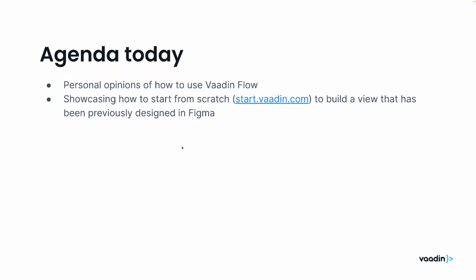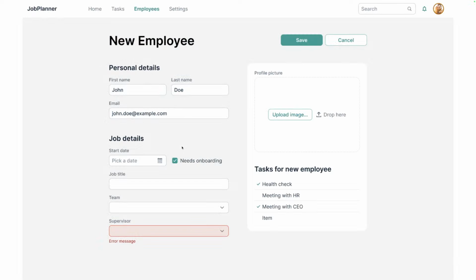I'm showcasing here how to start from scratch using start.vaadin.com. And I'm building views that, as I mentioned, have been previously designed with Figma. So this is what Juuso made, I believe, just a couple of months ago with Figma. A very simple view where we have some kind of new employee form. We have some personal details on the left-hand side, some job details, profile picture, tasks for the new employee, save and cancel buttons, along with the header at the top and a search bar.